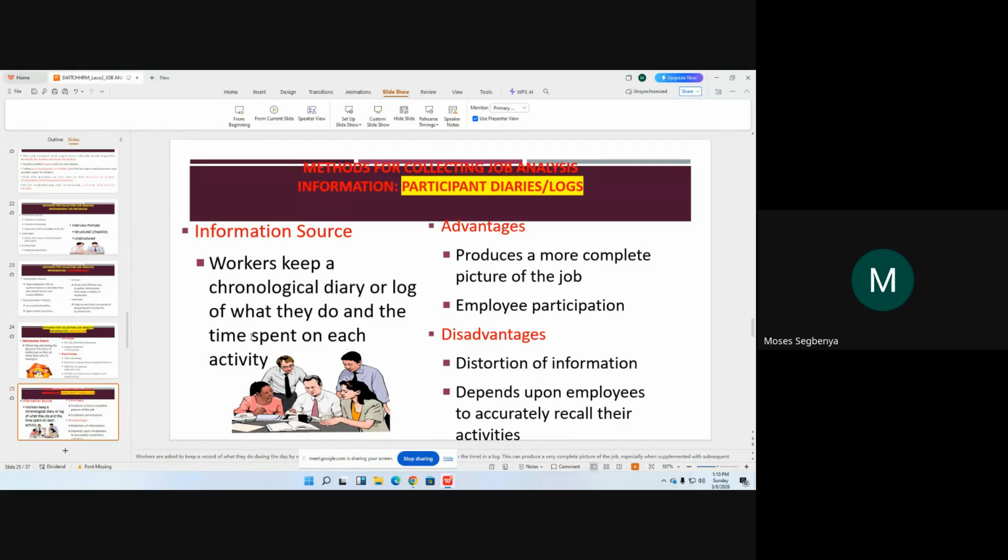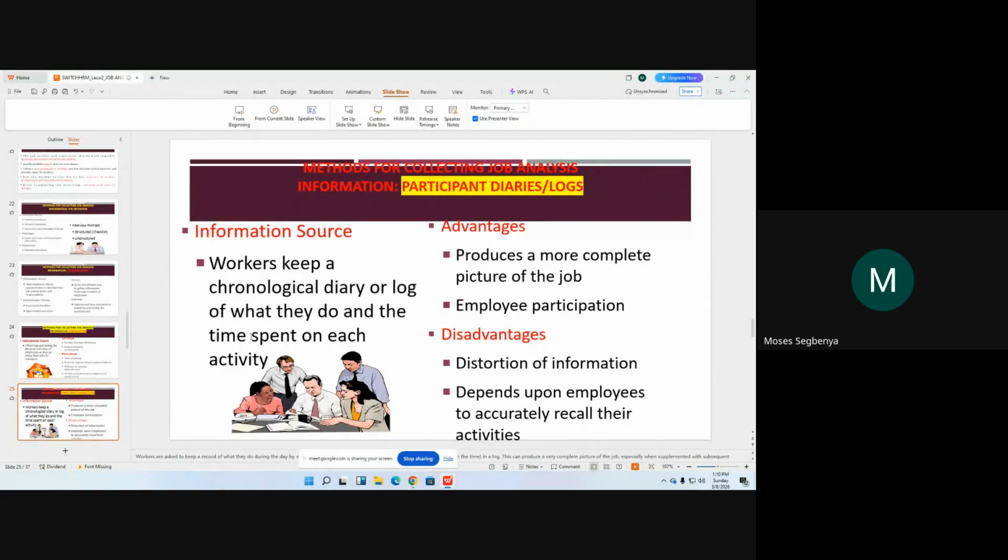Then we talk about the fourth one, which is the last one: participant diaries or logs. Teachers have been given diaries by GES. The essence is that you should be able to record your movement out and in, so that if by 31st December 2026 I pick your diary, I should be able to analyze and tell what and what you've done in the year, and where and where you have been in the year.